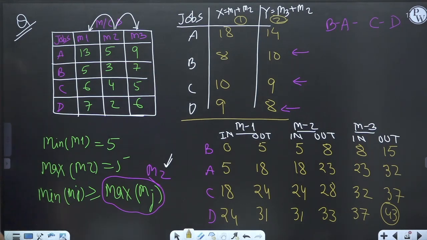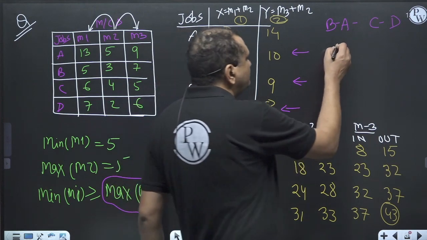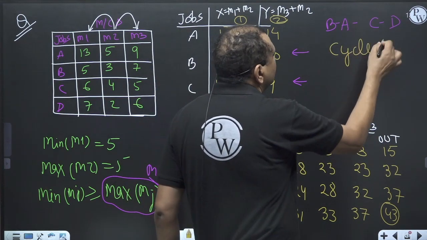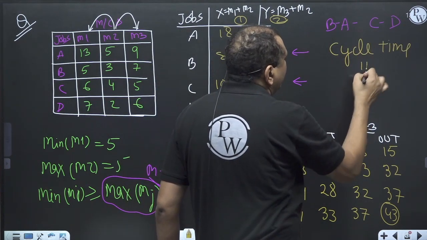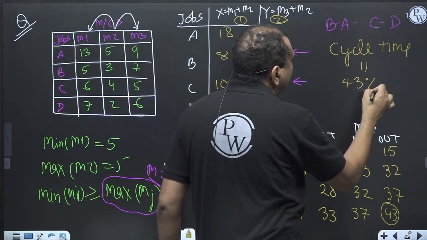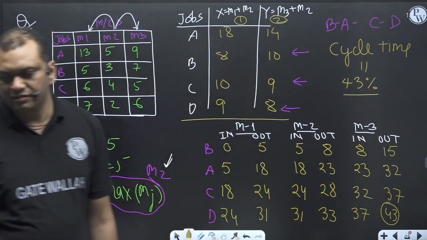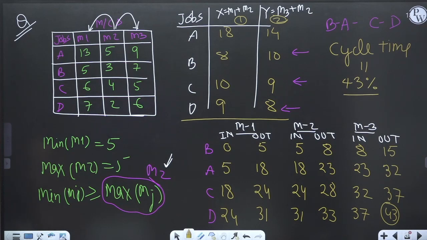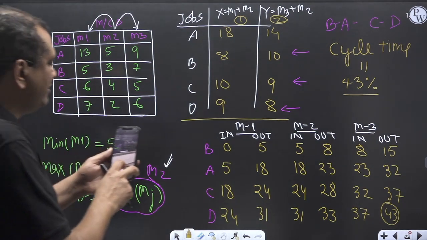So cycle time is 43 minutes. Cycle time is 43 minutes. Now I will take again the photograph of this one.